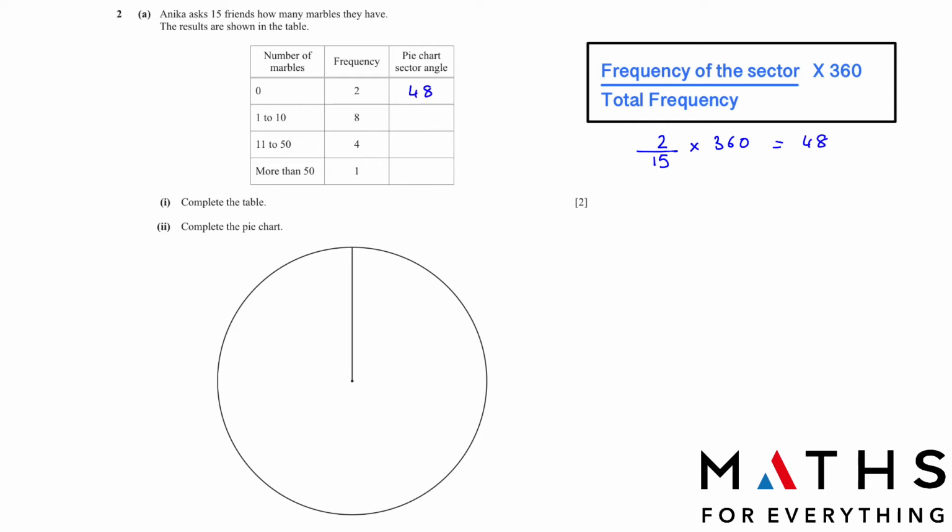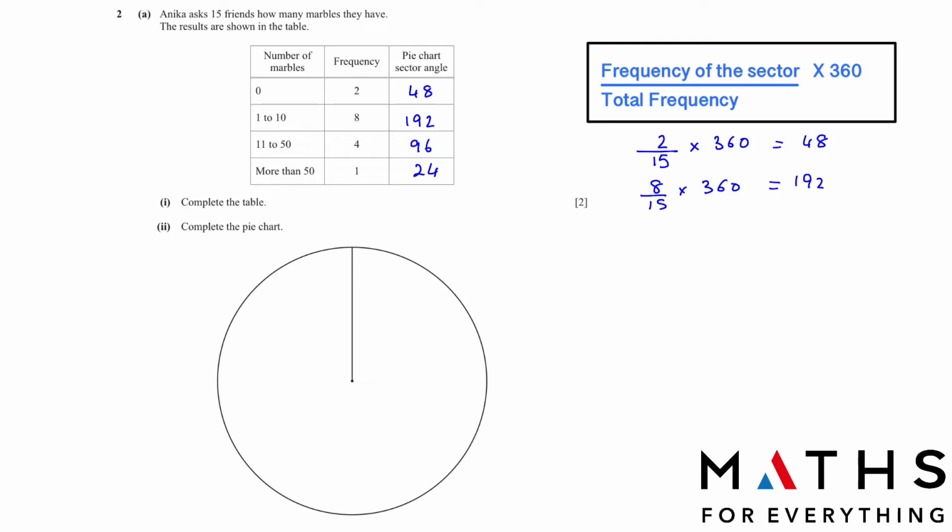Then the next one will be 8 over 15 multiplied by 360, which will give us 192. Same way we'll do 4 over 15 multiplied by 360 and 1 over 15 multiplied by 360. Always add these numbers to see they should add up to 360. We have to complete the pie chart.